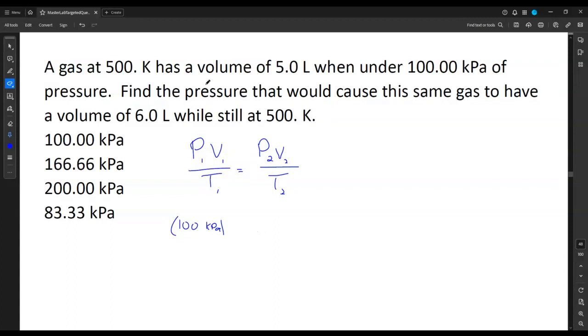All right, so the 100 kilopascals goes with a volume of 5 liters. So I don't know, 5.0. I guess we can keep that because it's not that much to write. And then the temperature is 500 Kelvin.